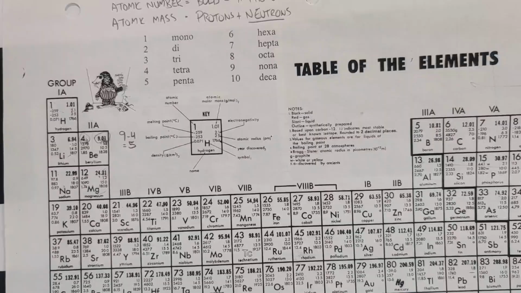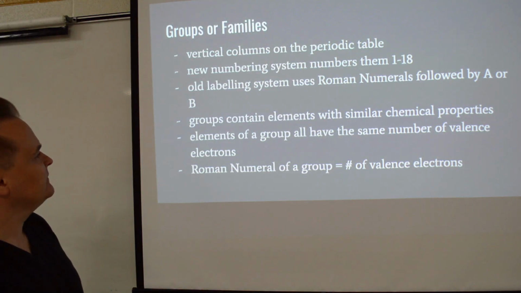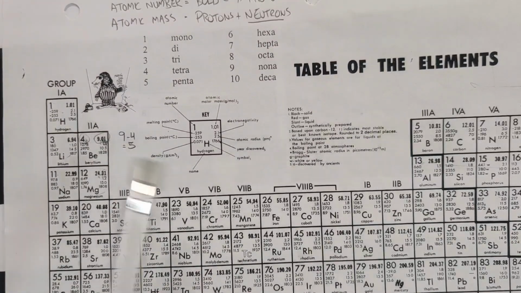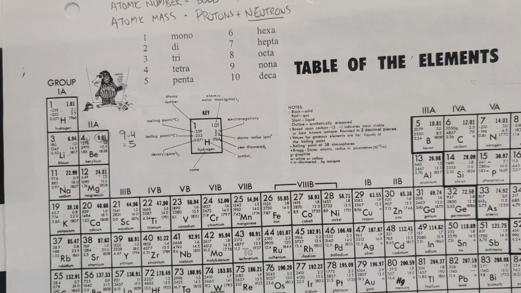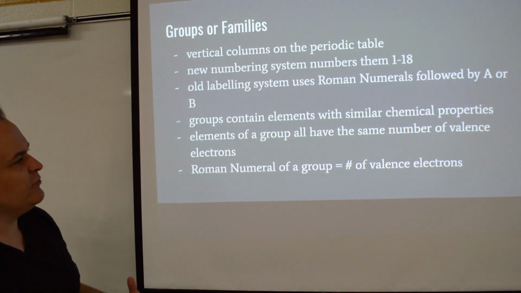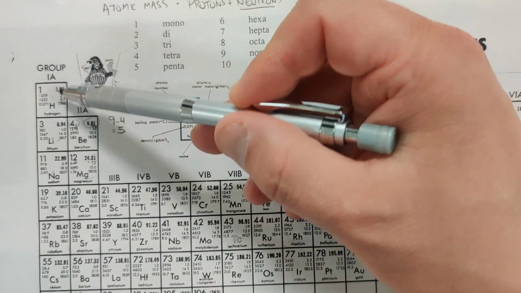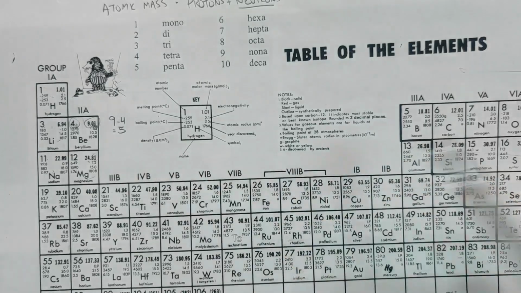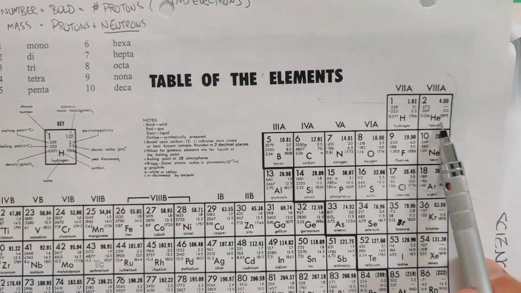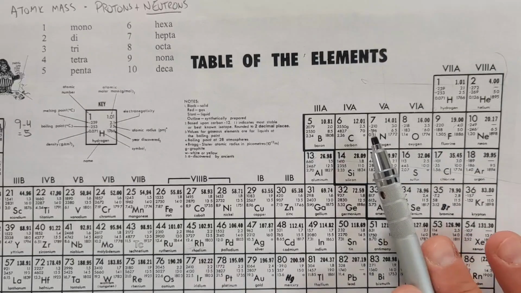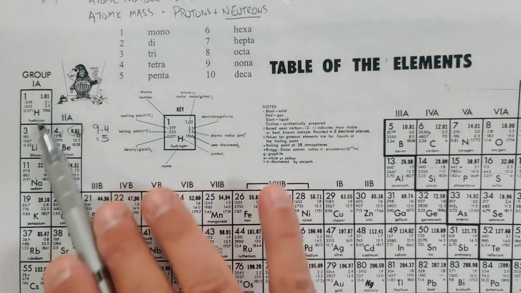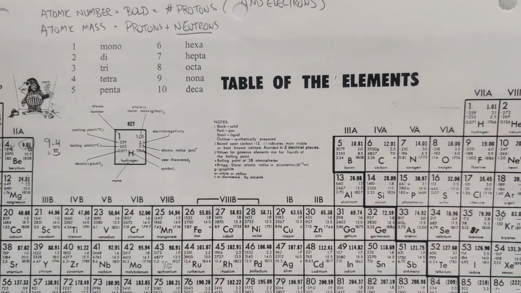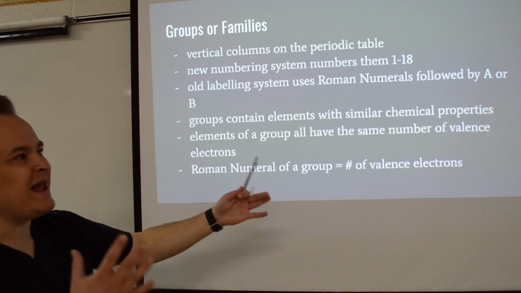All right. A new numbering system numbers them 1 to 18. We used to use Roman numerals, and you can see there are Roman numerals in the middle, so we use both. We put the number 1, 2, right? Groups contain elements with similar chemical properties. So everything in this group chemically behaves very similar. Very reactive, not as reactive. Very, very, very not reactive. Not that reactive, a little more reactive. Very reactive, right? Extremely reactive. So depending on each column, each vertical column, it actually shows how they're chemically similar.